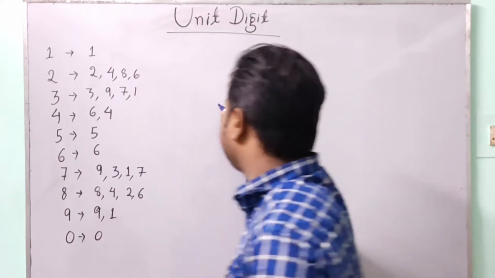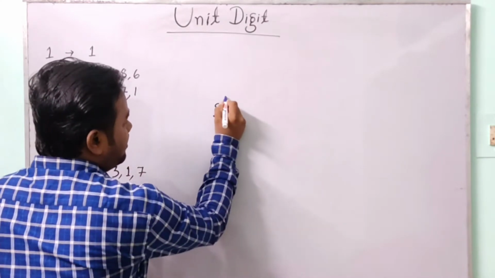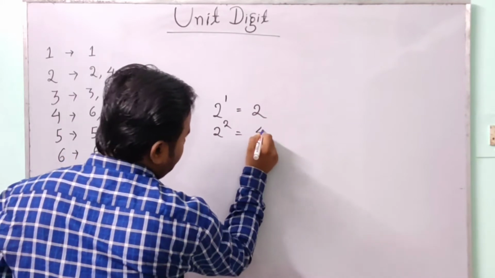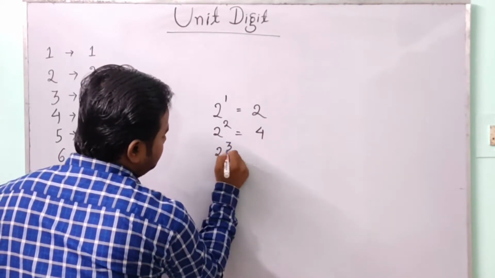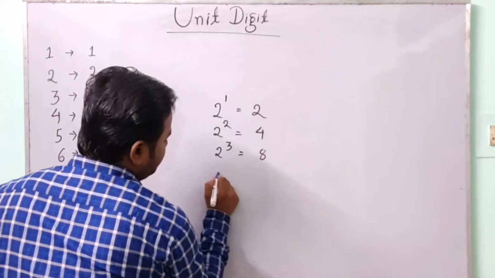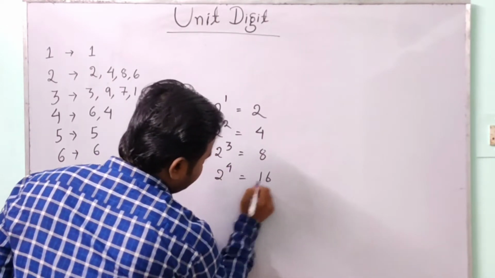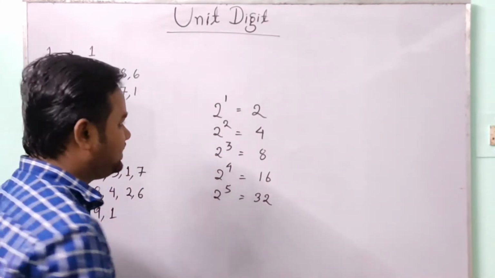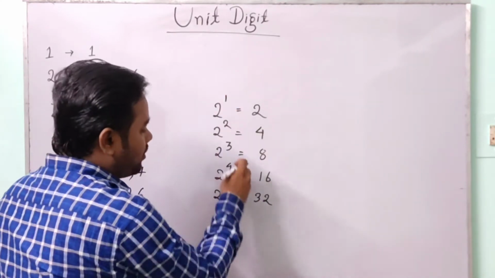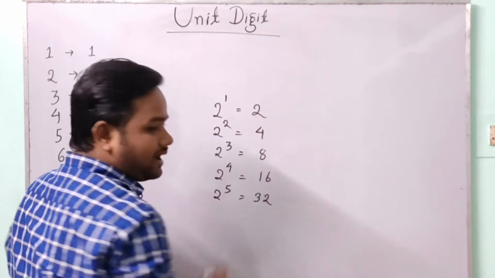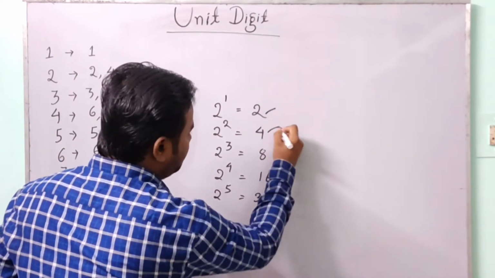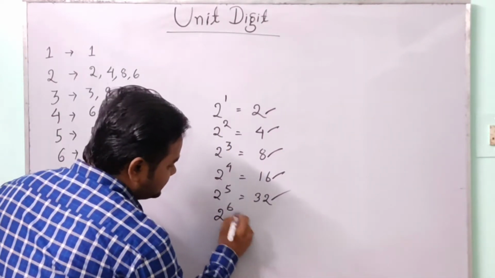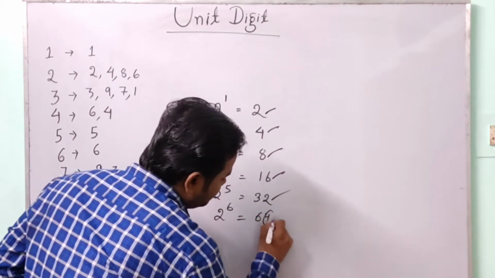Suppose the number is 2. Then 2 power 1 is equal to 2. 2 square is equal to 4. 2 cube is equal to 8. 2 power 4 is equal to 16. 2 power 5 is equal to 32. Here we have seen that as the power increases, the unit digit is first 2, then 4, then 8, then 6, again 2. If you take 2 power 6, we get 64, which has unit digit 4.